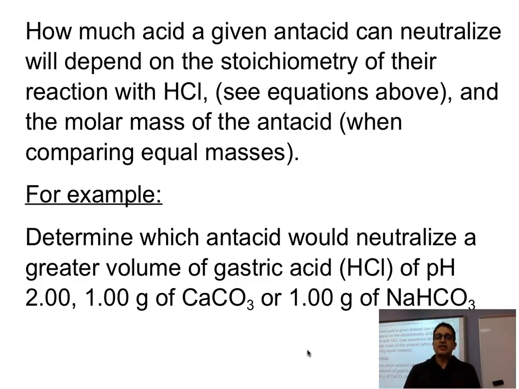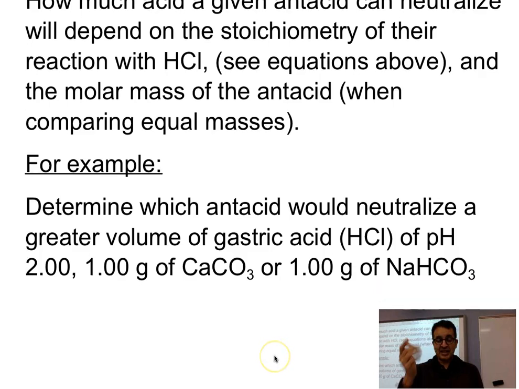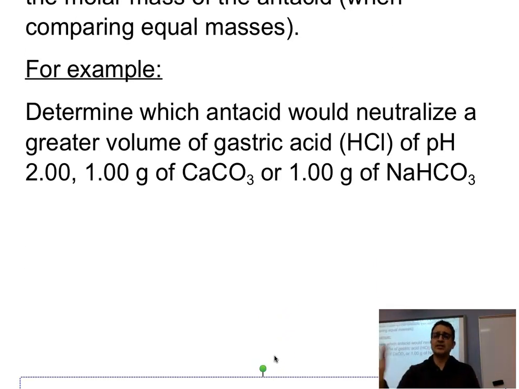All right, so the typical question, which has shown up in several IB exams in the past, is a question such as this one. Determine which antacid would neutralize a greater volume of gastric acid of pH 2. Now, the pH is irrelevant. We do not care what the pH is in order to neutralize it. We only care about how much we have.